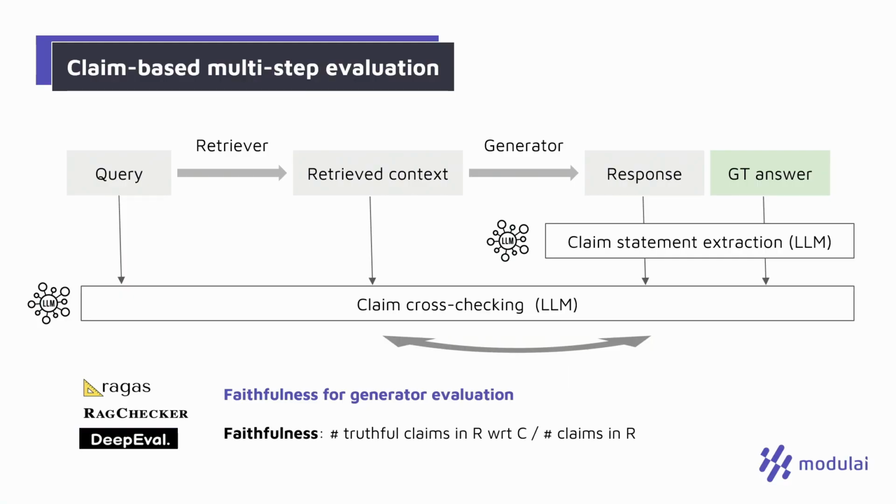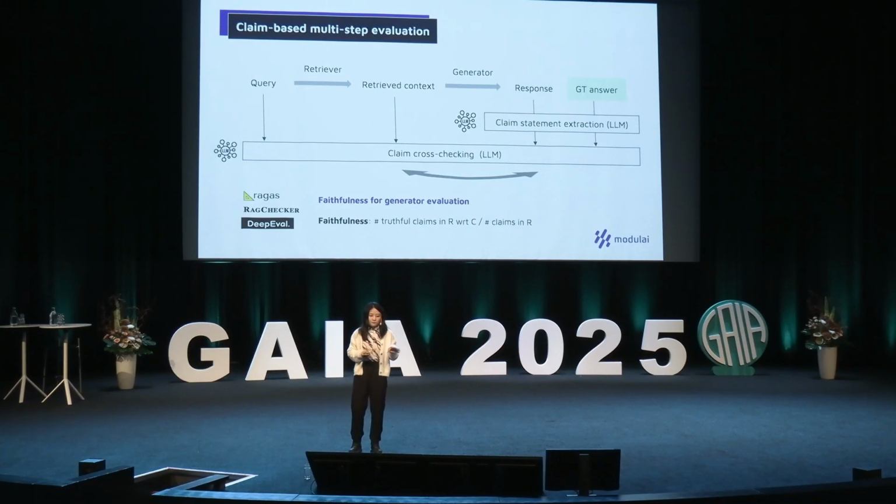And now we can also evaluate the performance of the generator by comparing claims extracted from the response with the retrieved context. So for this part, we want to evaluate whether the generator is hallucinating from the retrieved context. Ideally, we don't want the response to have claims that are not available in the retrieved context. We can get the faithfulness score by using this formula.